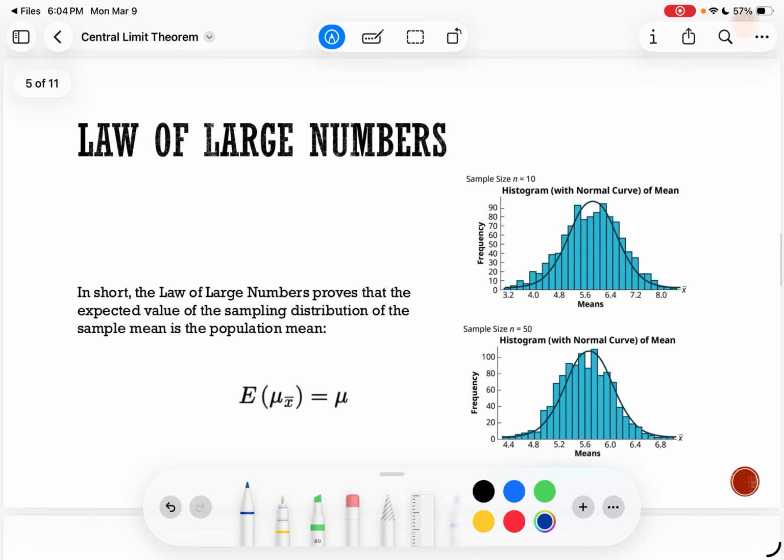Now, the law of large numbers proves that the expected value of the sampling distribution of the sample mean is the population mean. So again, when we take so many samples, the sample mean becomes the population mean. When we have a smaller sample size of 10, we're kind of in the normal distribution curve, but when you get more samples, it's tighter. And you can see that here.